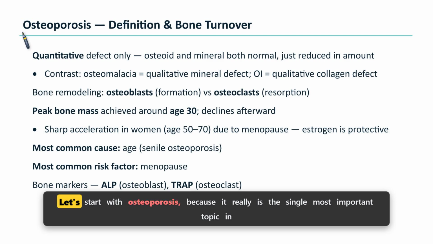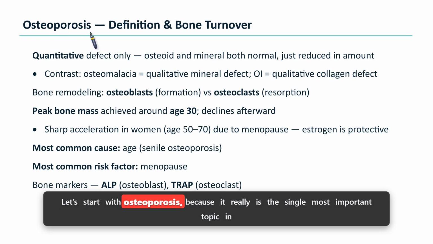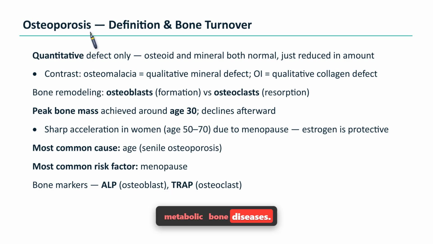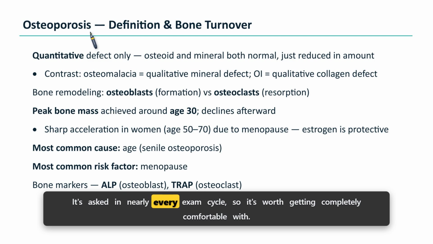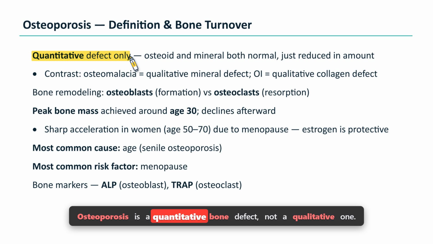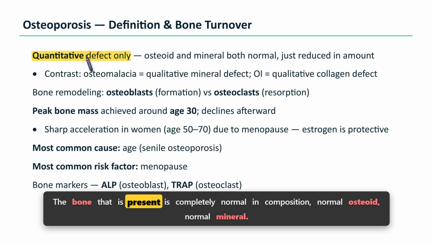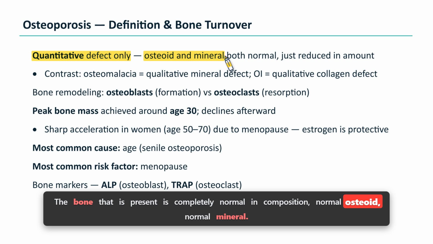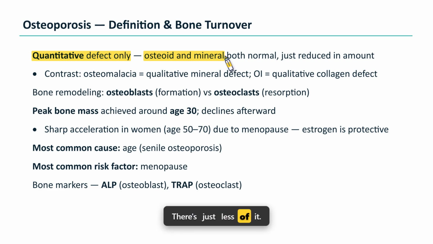Let's get into it. Let's start with osteoporosis, because it really is the single most important topic in metabolic bone diseases. It's asked in nearly every exam cycle, so it's worth getting completely comfortable with. So what is it exactly? Osteoporosis is a quantitative bone defect, not a qualitative one. The bone that is present is completely normal in composition, normal osteoid, normal mineral. There's just less of it.